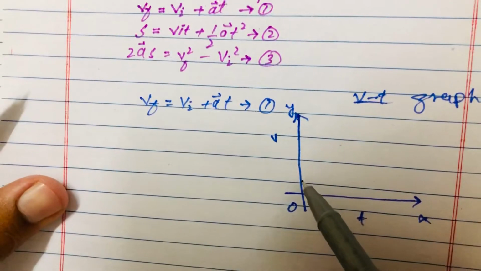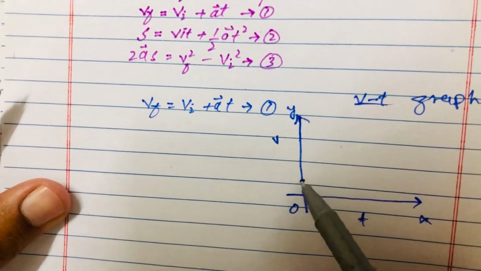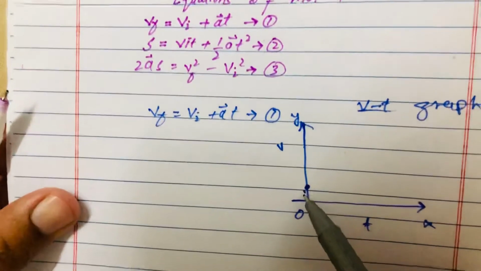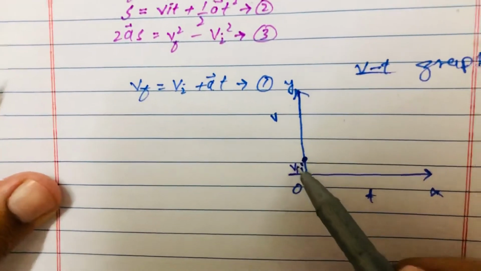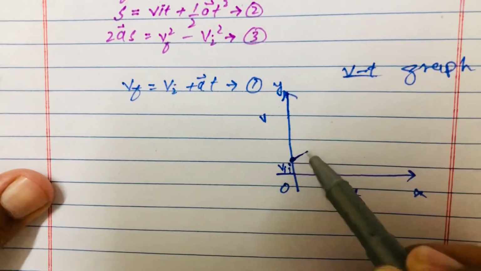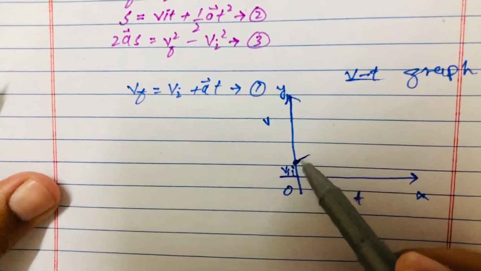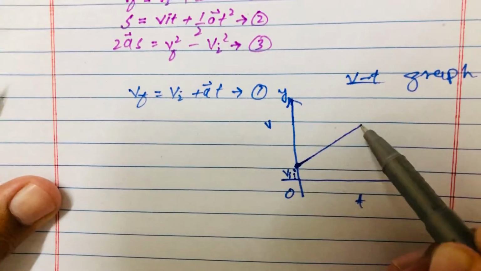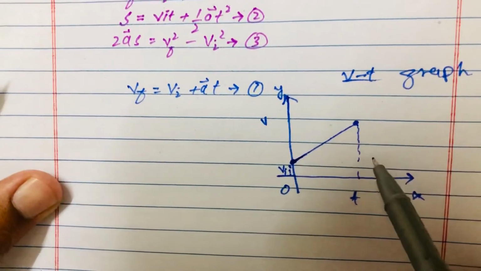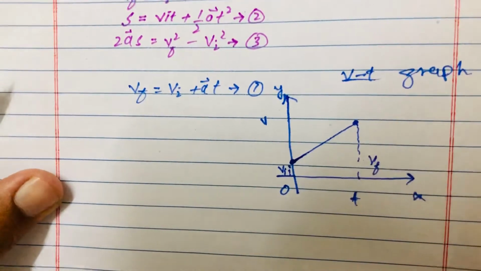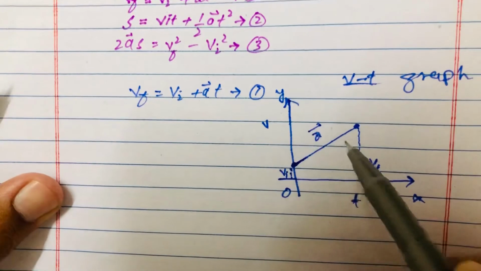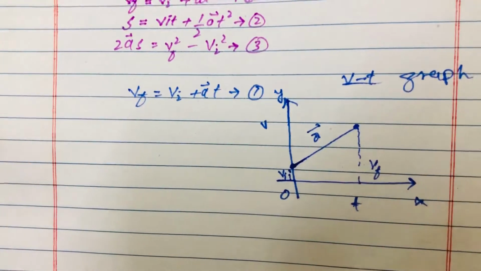Now we have a body that has some initial velocity. The initial velocity is not equal to 0. This is the initial velocity Vi, and it starts with constant acceleration and reaches up to this point, and this is the final velocity of the body. It moves with this acceleration.